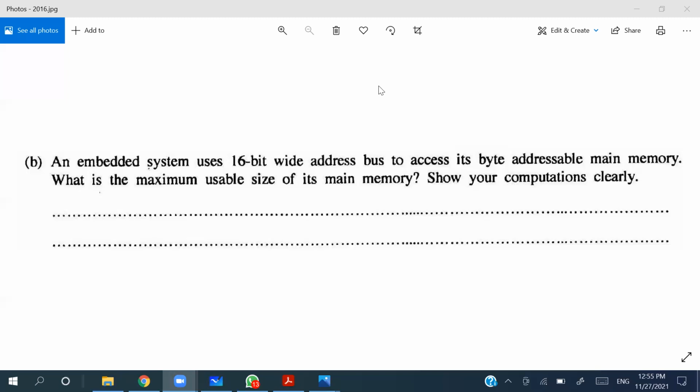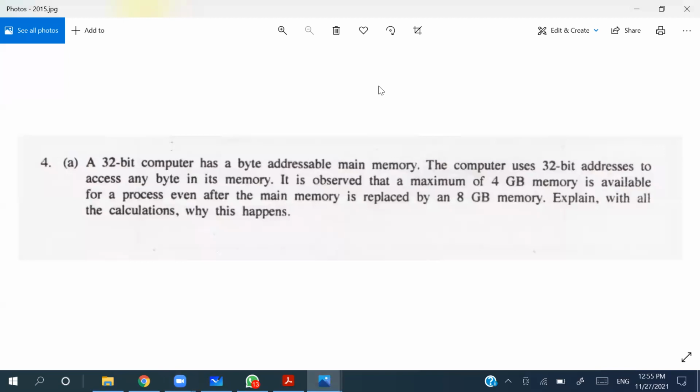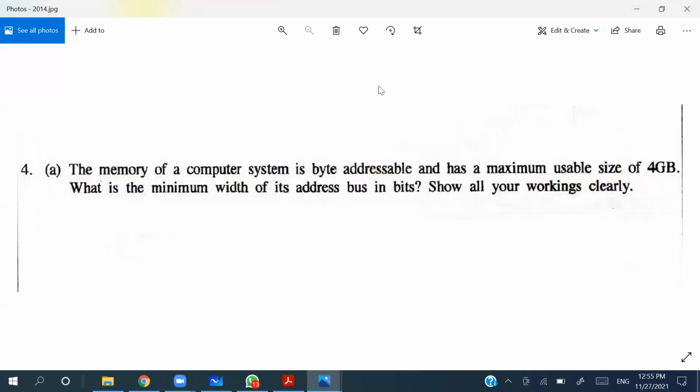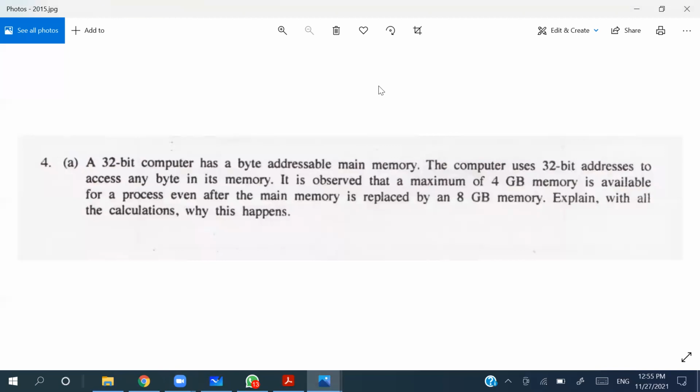All right, so let's start this. The 2015 question says a 32-bit computer has byte addressable main memory. The computer uses 32-bit addresses to access any byte in the memory. It observes that a maximum of 4 GB memory is available for a process even after the main memory is replaced by 8 GB memory. Explain with all the calculation why this happens. Right, so it's a simple calculation that we have to show.